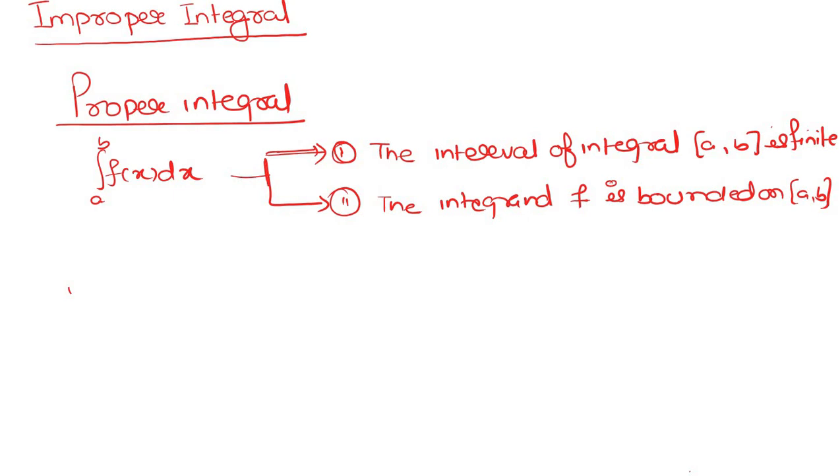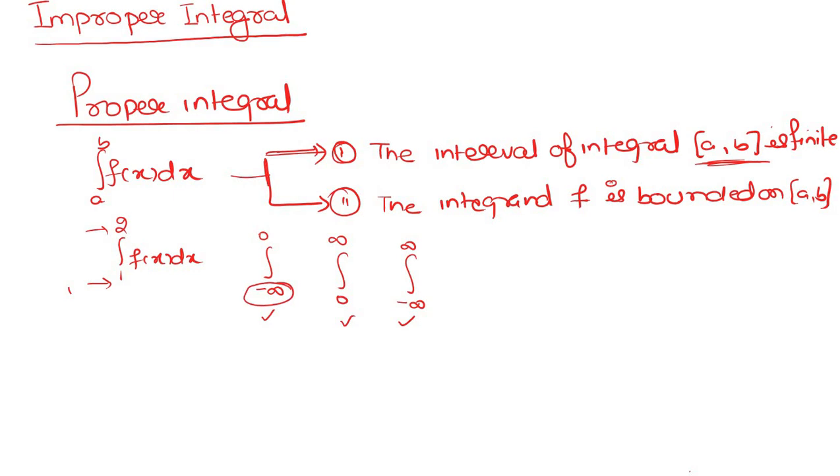The first condition is that the interval a to b should be finite, so it means a to b should be bounded. Let's say 1 to 2 f(x) dx, or anything which is bounded, lower limit and upper limit. But we cannot take minus infinity to 0, or 0 to infinity, or minus infinity to infinity. In these three cases, one of the limits is infinity, so we cannot consider this because our interval of integral should be finite. Okay, so this is the first condition.